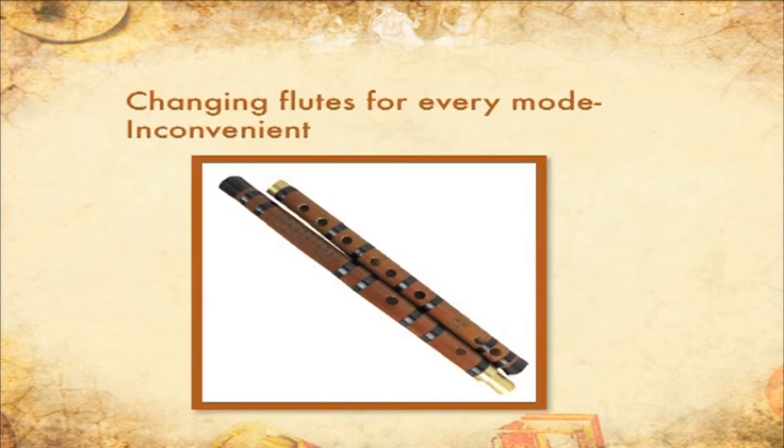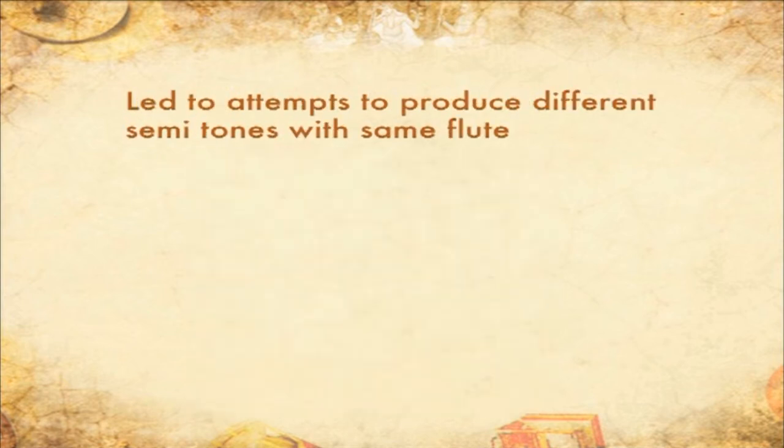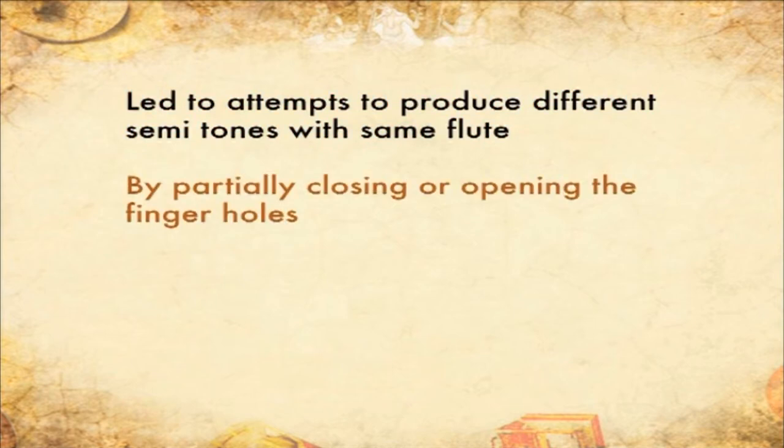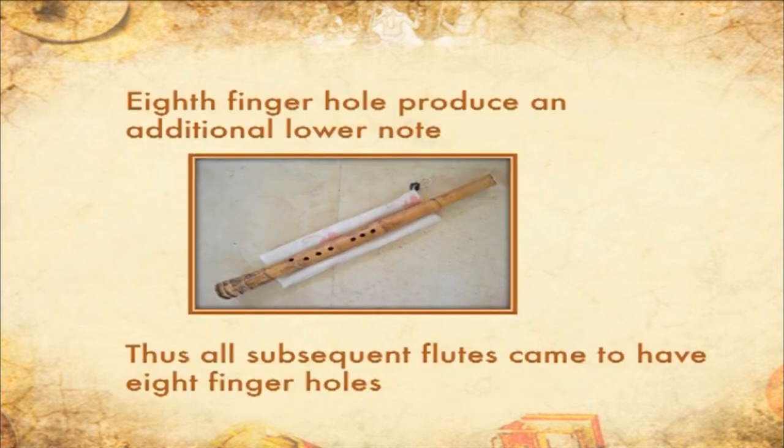Stage 4. It was found inconvenient to change flutes for every mode. In order to overcome this difficulty, attempts were made to produce different semitones with the same flute by partially closing or opening the finger holes. The advantage of an 8th finger hole helping to produce an additional lower note was recognized, and all subsequent flutes came to have 8 finger holes.